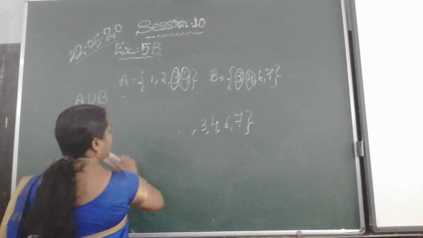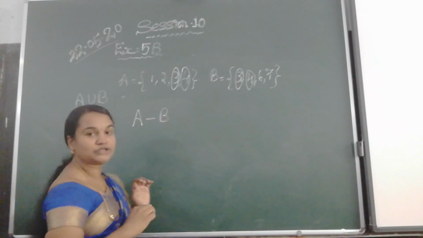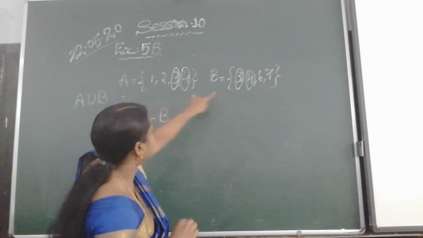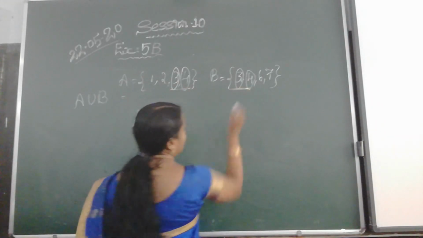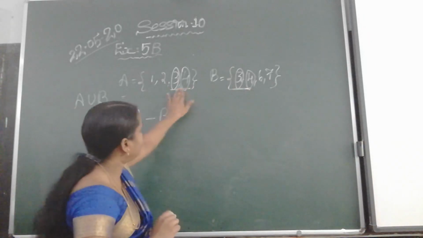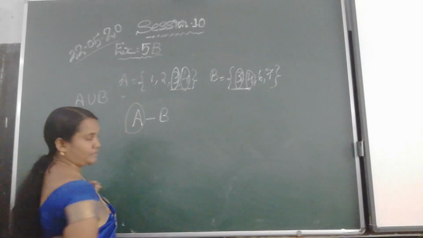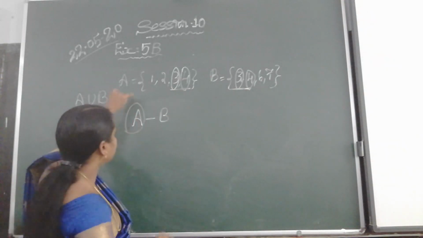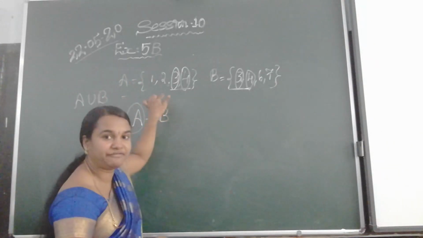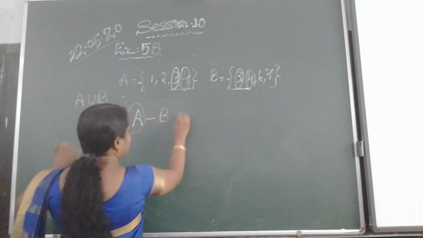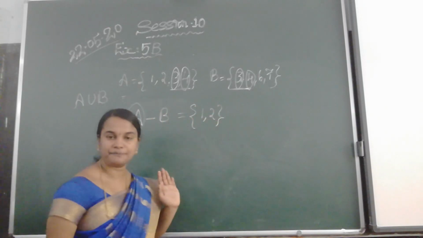Now we are moving to A minus B. This is also the same way. We have to compare A and B. Here which is the common? 3 and 4 is the common. So children, first it is given A. That means which elements are left in A? That only we have to write. Here 1 and 2 only are left. This is the answer. Clear?